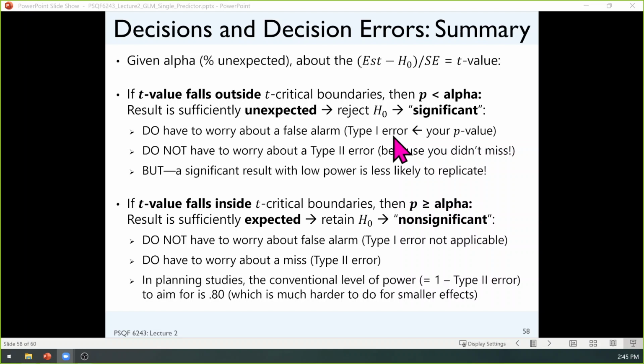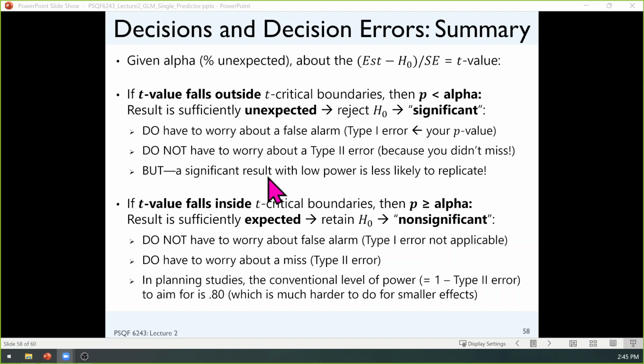So if you have a p-value of 0.02, that tells you 2% of the time you'd find a relationship this big even if the null hypothesis of no relationship were true. If you're willing to live with that, that's your type 1 error rate. You don't have to worry about type 2 error because you're not over in that situation. You couldn't have missed anything because you didn't miss. You said, I found it.